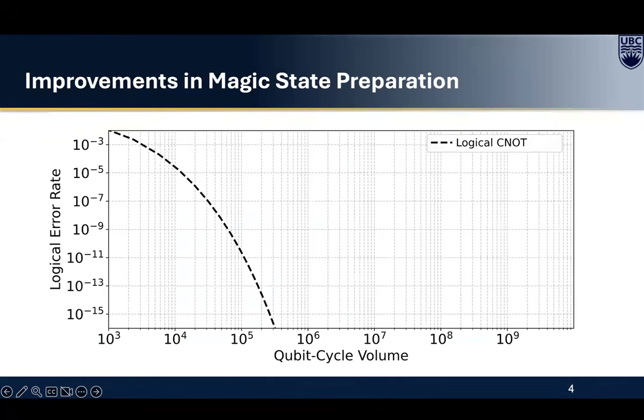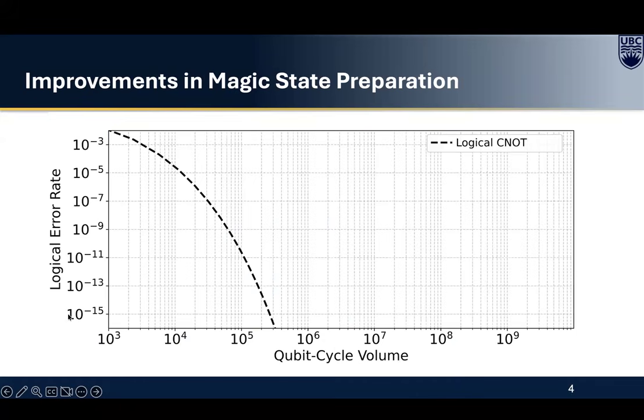To put this in context, here I'm showing the cost of magic state preparation, where the x-axis shows the qubit cycle volume. This is generally the metric where we measure how costly a fault-tolerant operation is, and the higher the volume, the more cost associated with it.